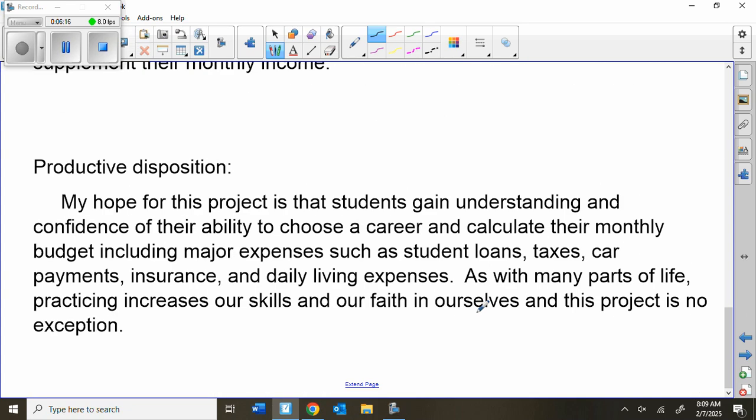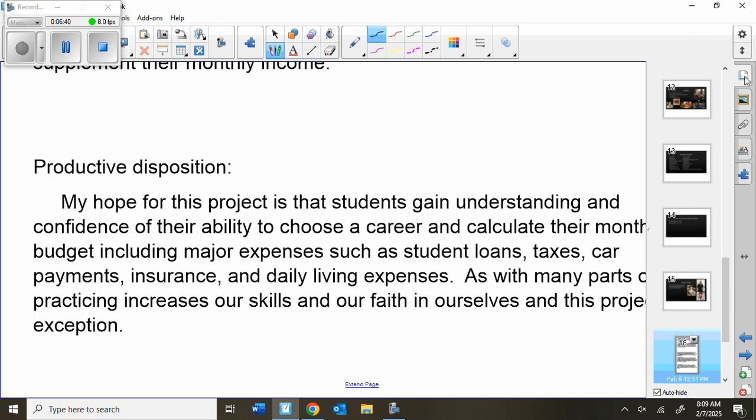Productive disposition. My hope for this project is that students gain understanding and confidence of their ability to choose a career and calculate their monthly budget, including major expenses such as student loans, taxes, car payments, insurance, and daily living. As with many parts of life, practicing increases our skills and our faith in ourselves, and this project is no exception.